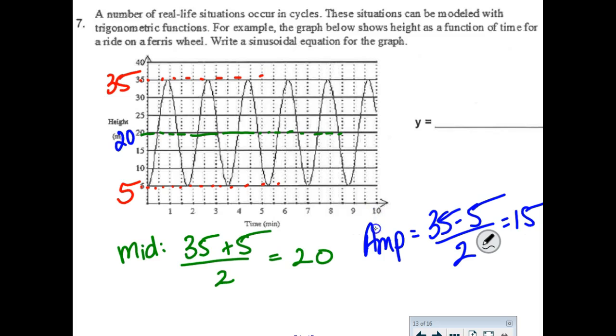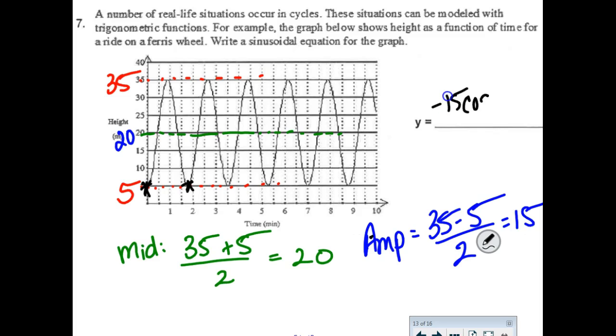Where do you want to start? Please tell me 0. Thank you. It's time of 0. That means it's at the very bottom of the Ferris wheel. Makes sense since you're trying to get on the Ferris wheel. And then we have what kind of graph if we're starting there and this is the end of one cycle? That must be an upside down cosine. So we have a negative. See, I remembered.